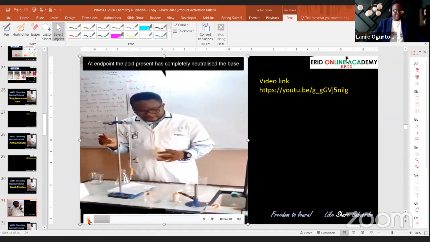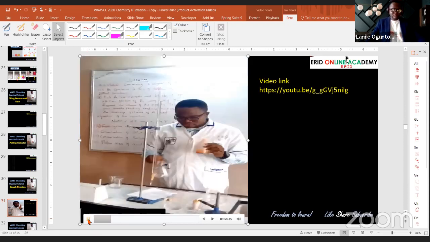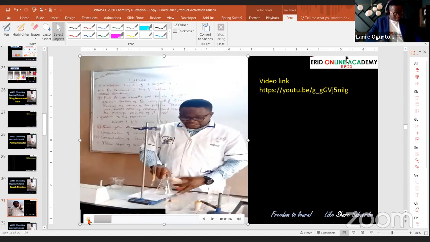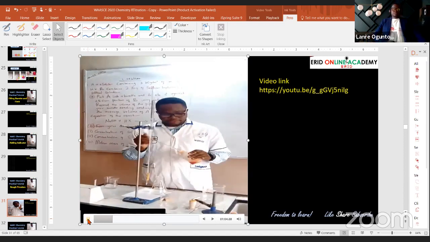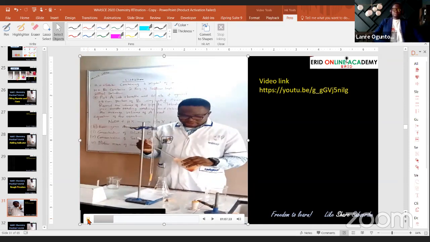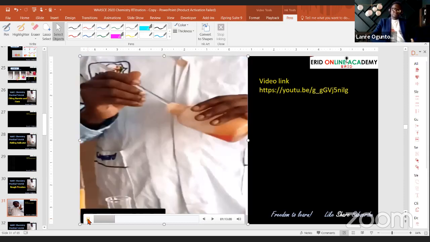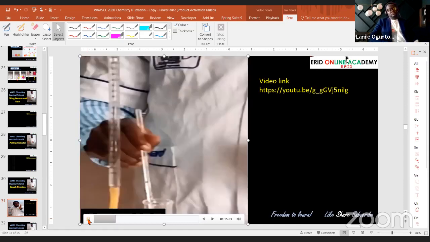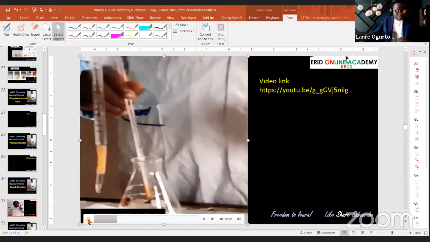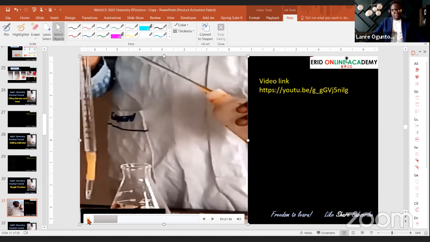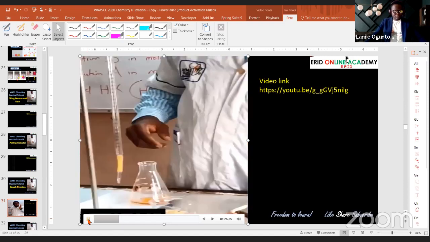So now let's take our indicator and pour it into the base. Like I said earlier, take 3 or 4 drops of indicator maximum. So I'm going to take this. That will be a drop. That's 1 drop. I'm taking another one. That's my 2nd drop. Another one, that's my 3rd drop. Let's make it 4. That's all. So you have your indicator dropped into that.